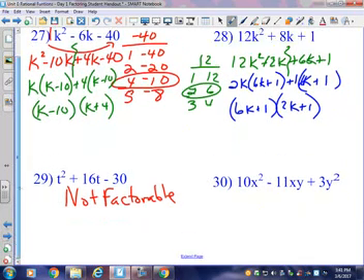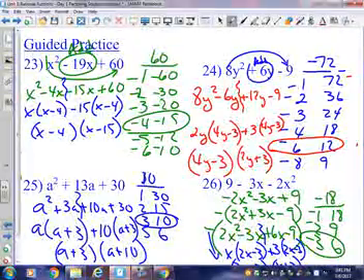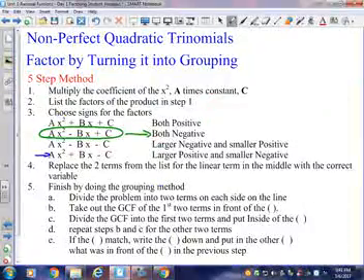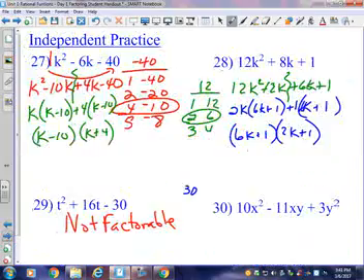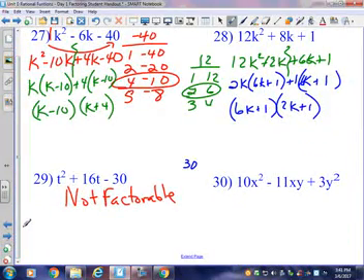So last but not least, we have this one. So 10 times 3 is 30 again. Well, I wish I had that list again. Let me go back and find it. So 5 and 6 add up to 11, but they don't add up to negative 11. But according to our rules, if it's negative positive, they're all negative. So if 5 and 6 were both negative, it'd make negative 11. So there we go. We got to use that list again.